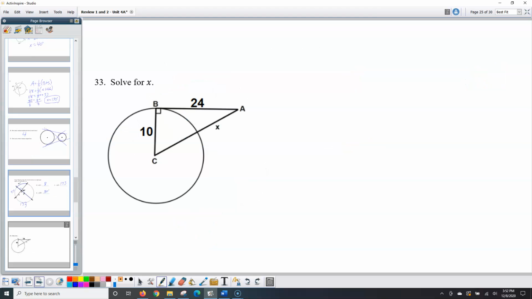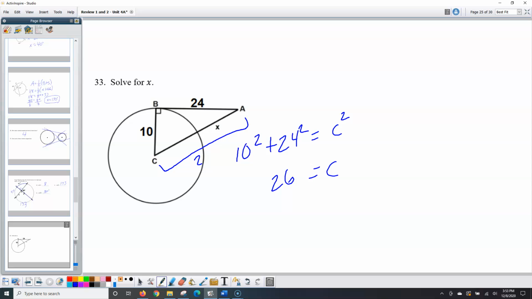All right, little right triangle stuff, Pythagorean theorem. So I'm given two sides. I'm given one leg and another leg. So I could use those to solve for this whole side. So let's do that to start with. I've got 10 squared plus 24 squared equals c squared. That's this whole side. And I think you end up with 26. So this whole side is 26.